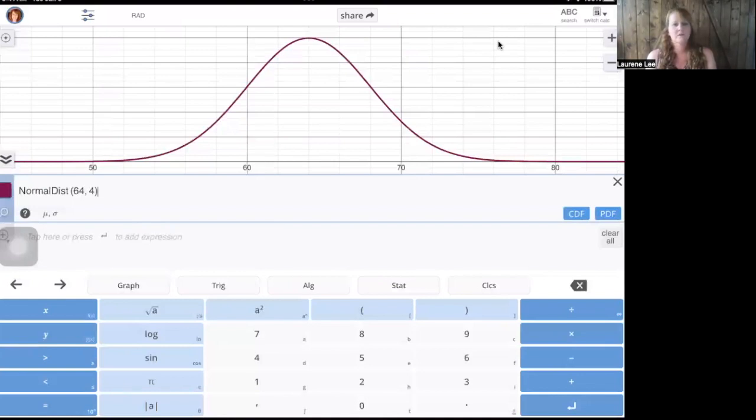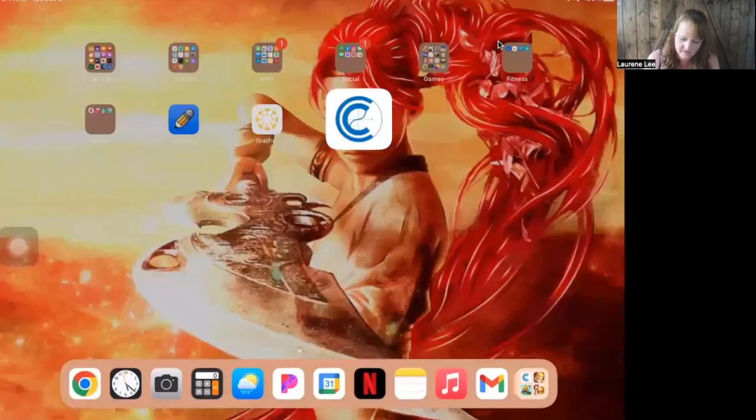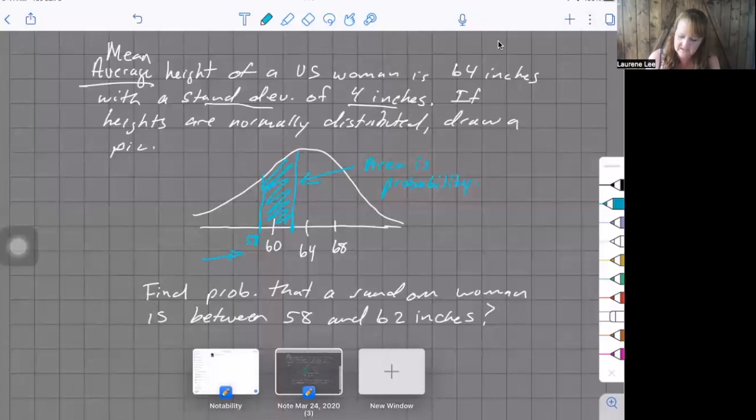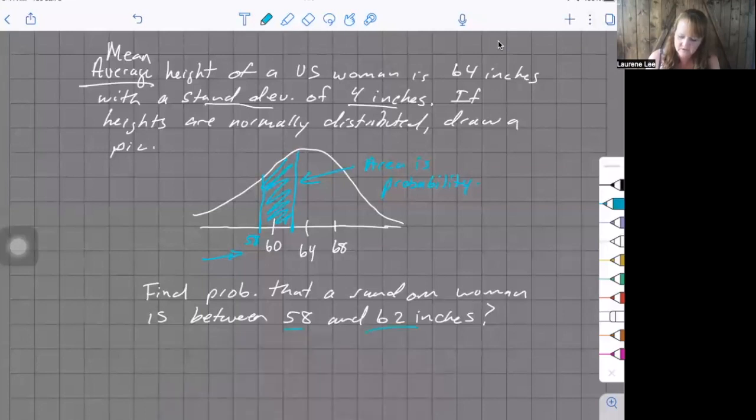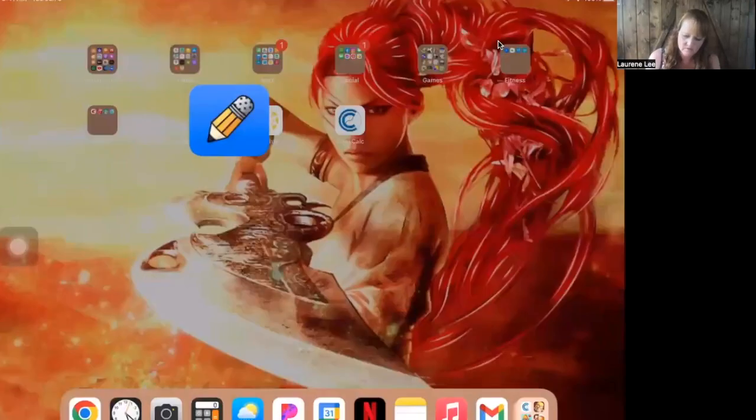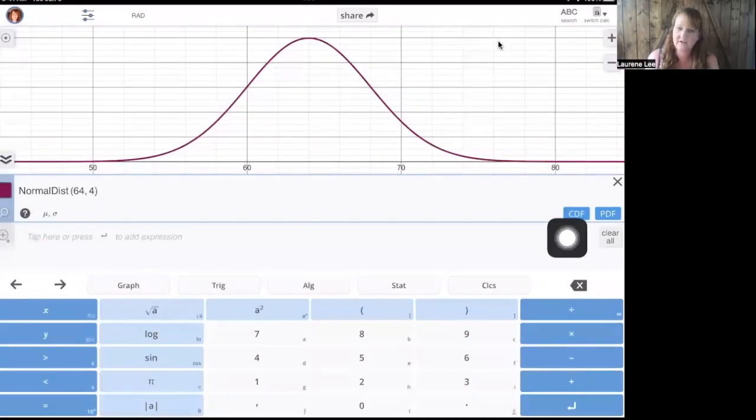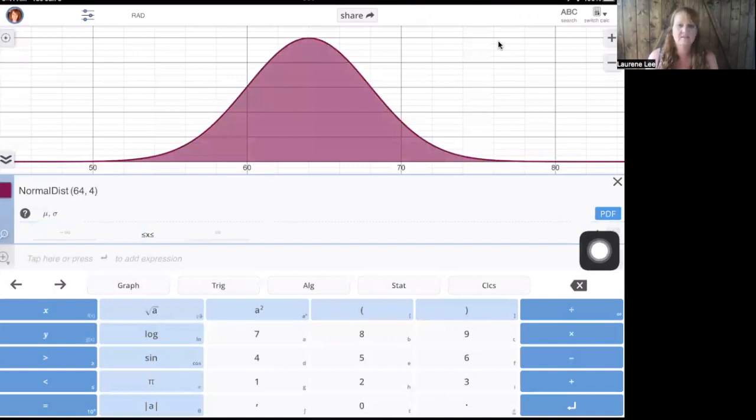Now, I want to know what's the probability of finding a woman with height between 58 and 62 here. So what you're going to do is tap over here on this CDF. I think C stands for cumulative. And don't quote me on this, but I think it's like cumulative distribution frequency or something like that. So cumulative means the sum of, okay?